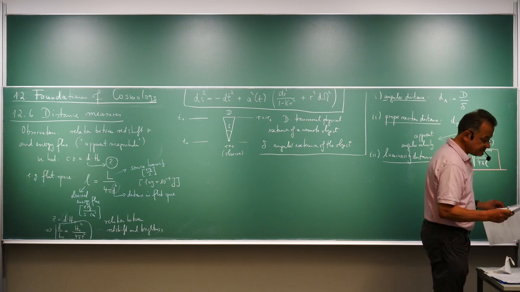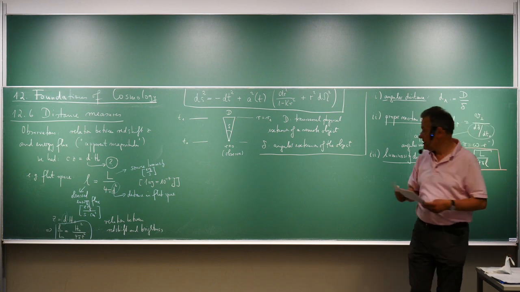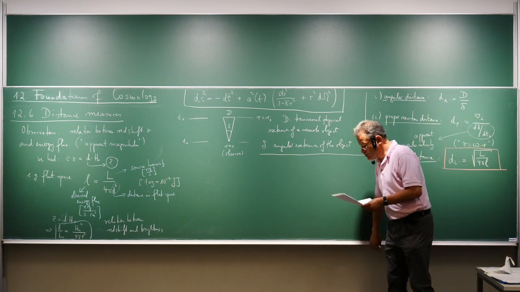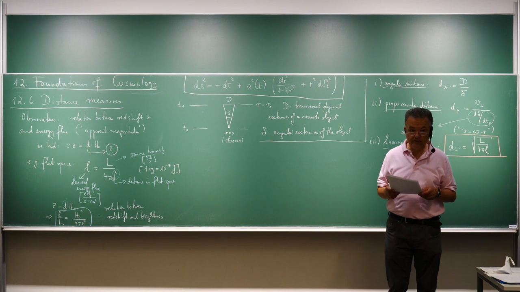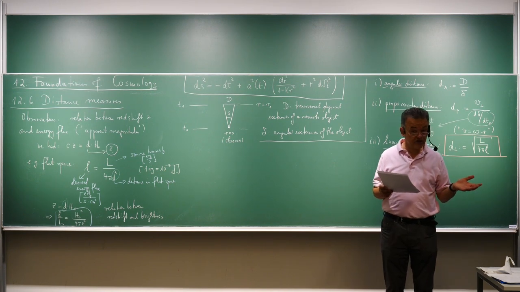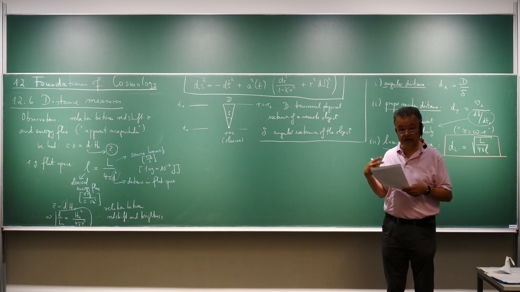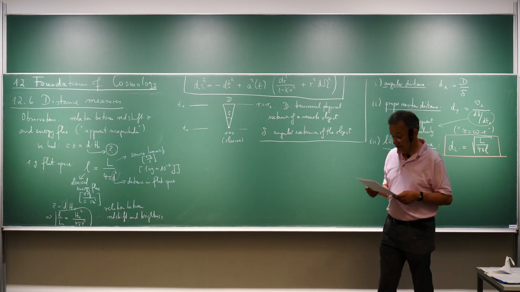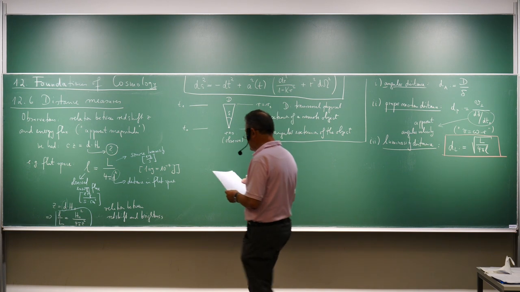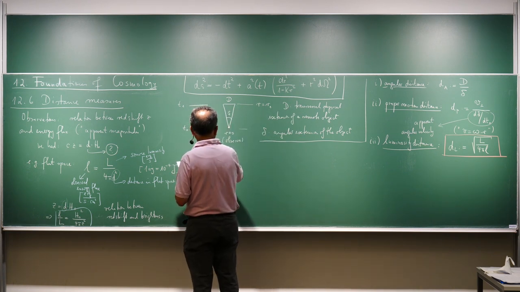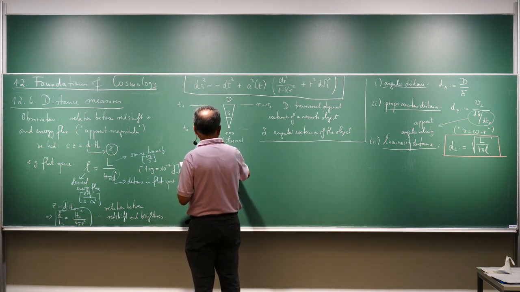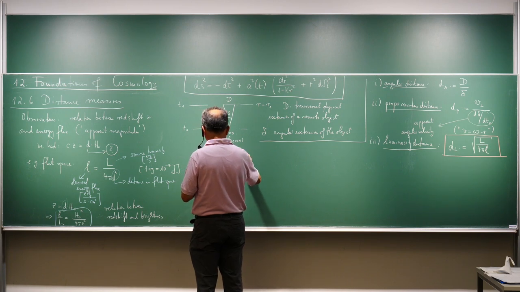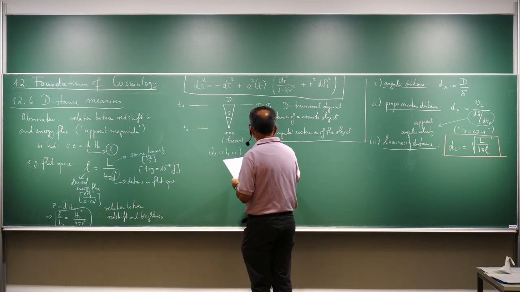So before I focus on this here, I will first show you that these three measures are in fact connected with each other. Actually, there are some relations that contain the redshift and relate these. So 1, 2, 3 are connected.